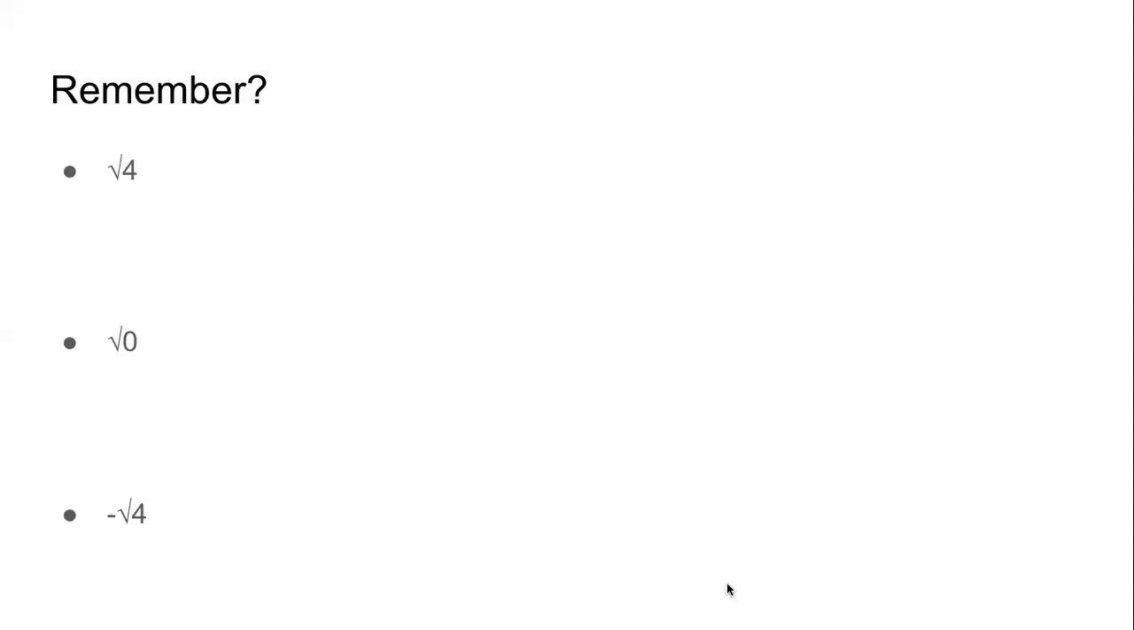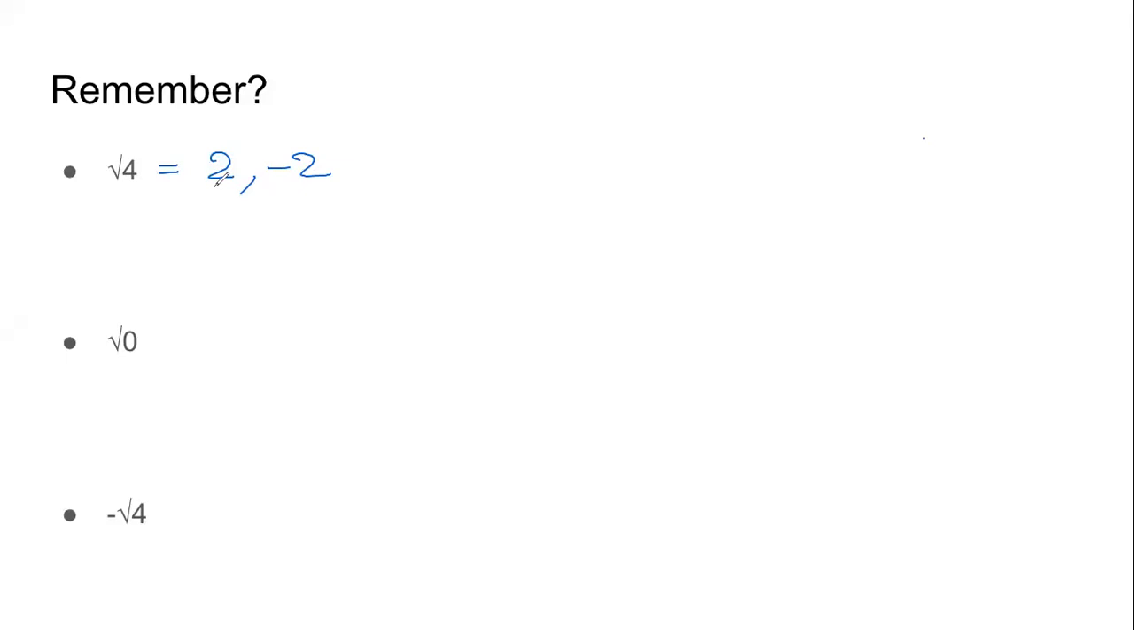Tell me first, what is the value of square root of 4? You can speak, you can type. 2. 2 is one value. And if you know only 2, then another value is -2. As someone texted in the chat, another value is -2.